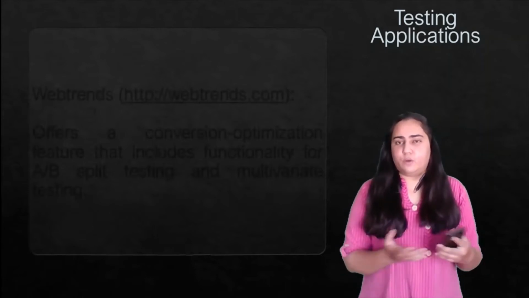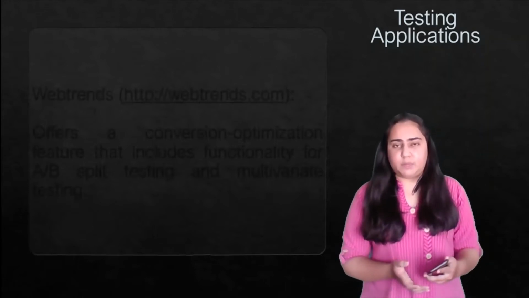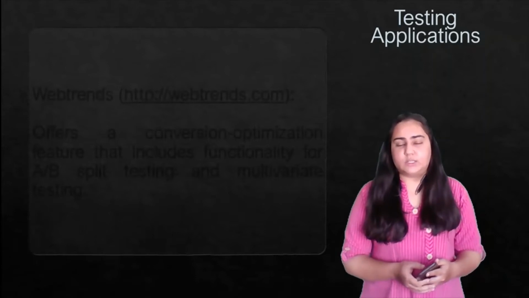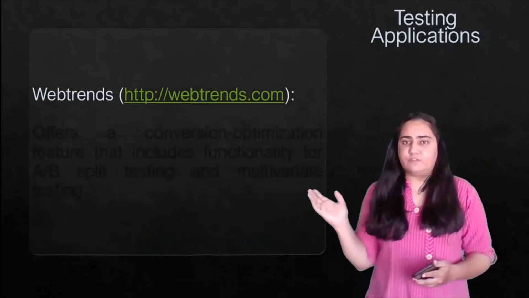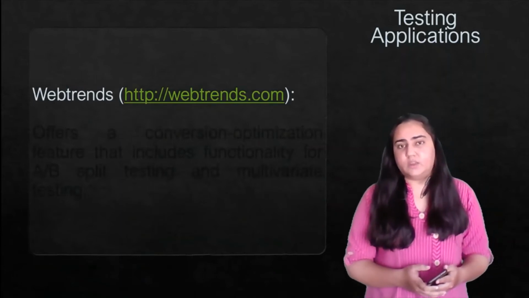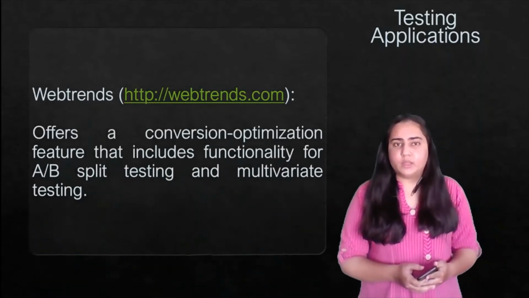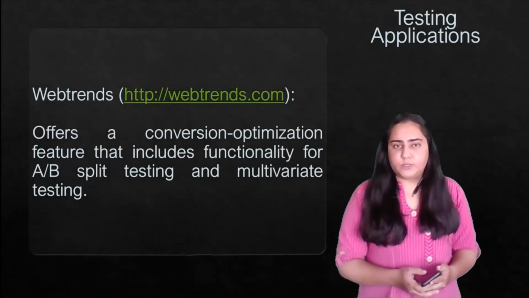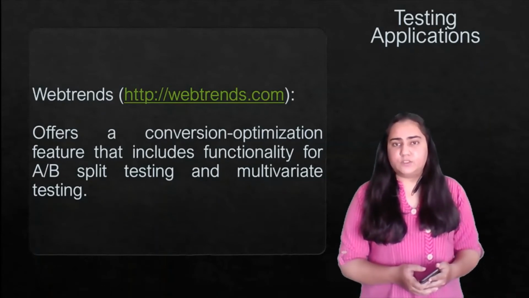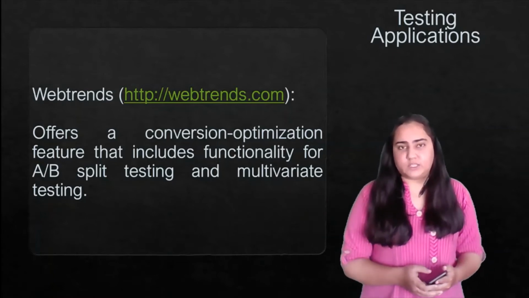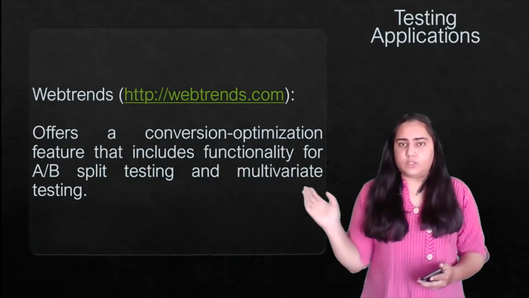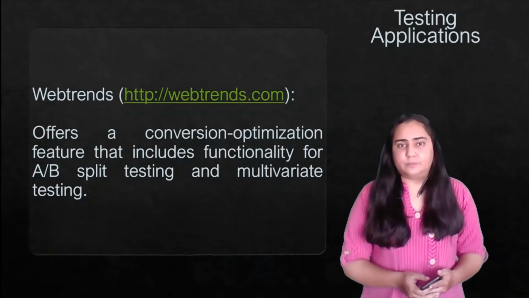Now, there are several applications. You do not need a lot of code to do all these things. There are applications that allow you to do all these testing. One such application is WebTrends. You can find it at webtrends.com. It offers you a conversion optimization feature that includes functionality for A-B split testing and multivariate testing. So it provides you both types of testing, and you can go and check out the website for yourself.